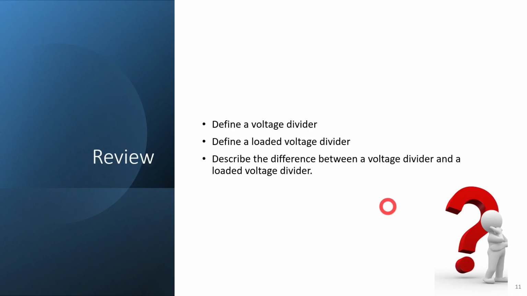The difference between the two is we don't have a branch component when we get to the unloaded voltage divider. When we get into the loaded voltage divider, that's when we get into some sort of a combination circuit, and that requires us to understand all the physical characteristics that are associated with combination circuits.